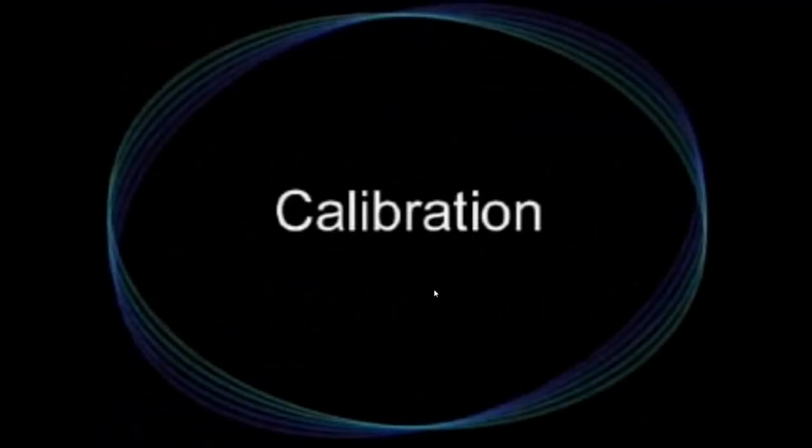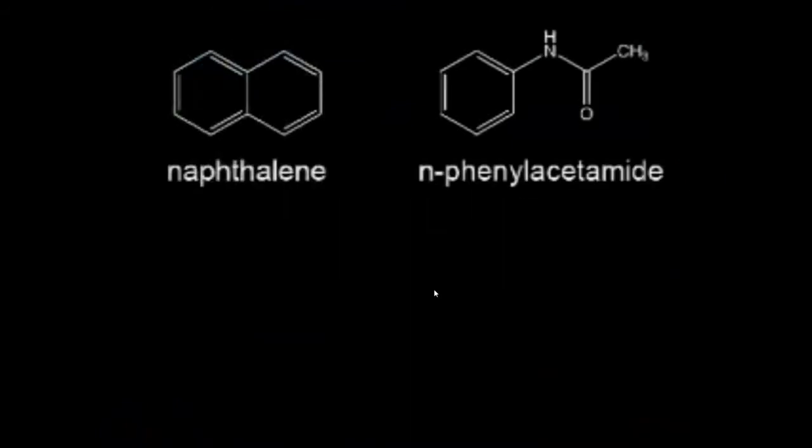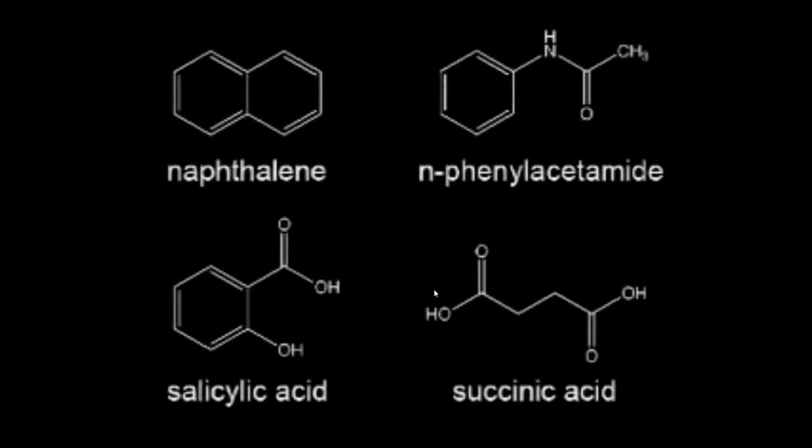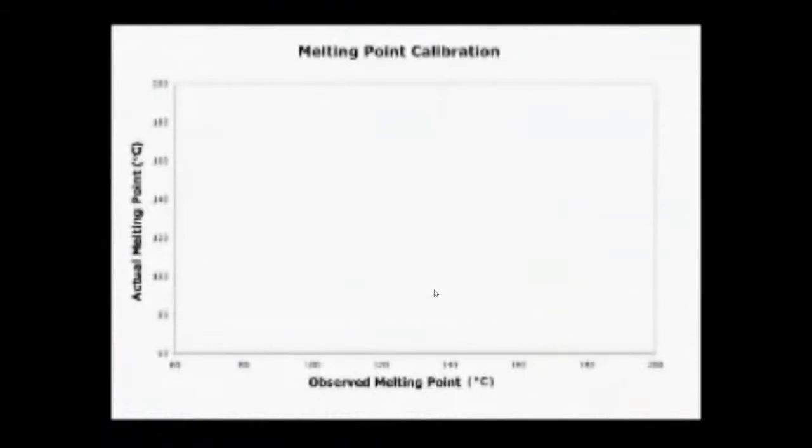If the melting point is still incorrect after troubleshooting, or if you need to confirm the accuracy of your result, you must calibrate the melt temp apparatus. To do this, find pure compounds with known but dissimilar melting points. This video will use naphthalene, N-phenylacetamide, salicylic acid, and succinic acid. Determine the melting point of each pure compound and compare the value you received with what is expected. Plot the actual melting point of each compound against its observed melting point. Use the resulting calibration curve to determine the expected melting point of your compound.